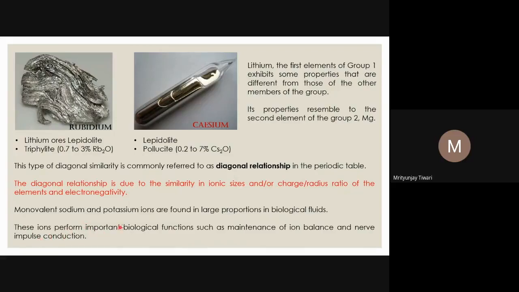So if the ion balance is not there, osmotic balance is not there, these ion channels will also not work, and so the cell will not survive. These ions perform important biological functions such as maintenance of ion balance, with sodium and potassium ions, and nerve impulse conduction. They are used in impulse conduction. Not only they, the magnesium and calcium ions are also used there.